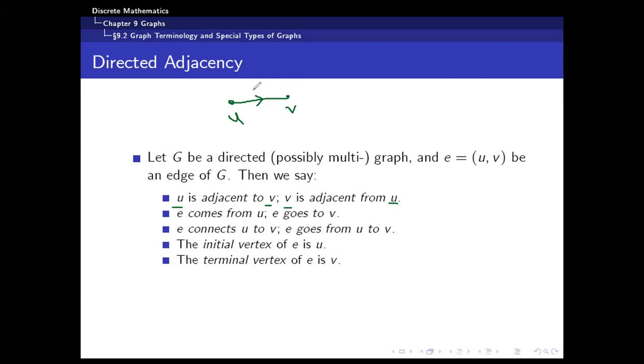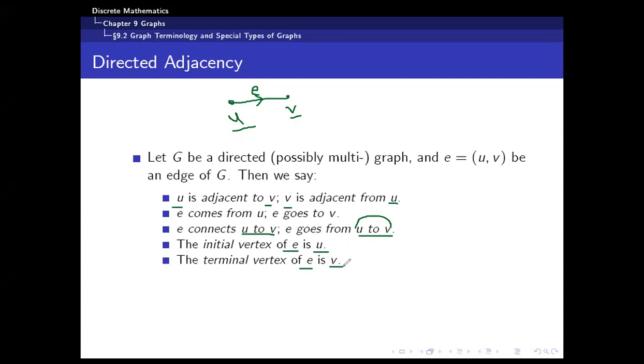say that E is basically the edge, the connecting line. E comes from U and goes to V. E connects U to V. That means E is the connection between the two nodes U and V, and the connection is U to V: starting from U, finishing at V. Not V to U, it will be U to V. So the initial vertex of this edge E will be U, and the terminal vertex of this edge E will be V. So this is basically the directed adjacency.